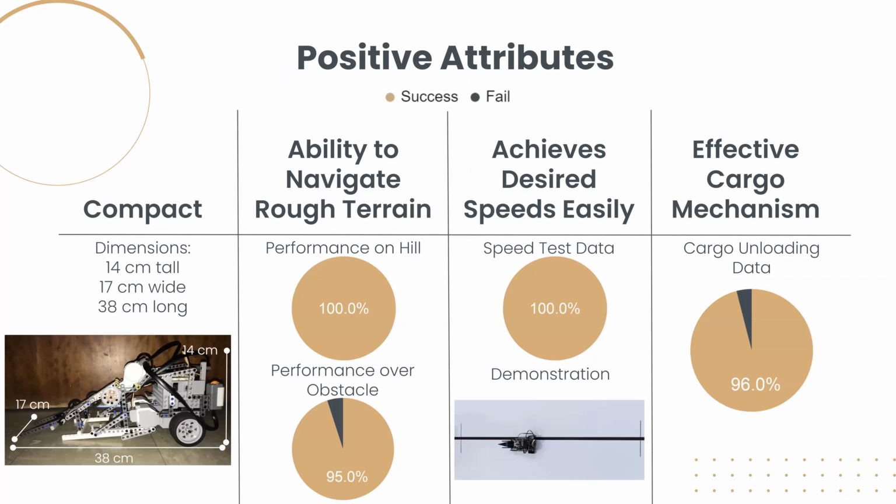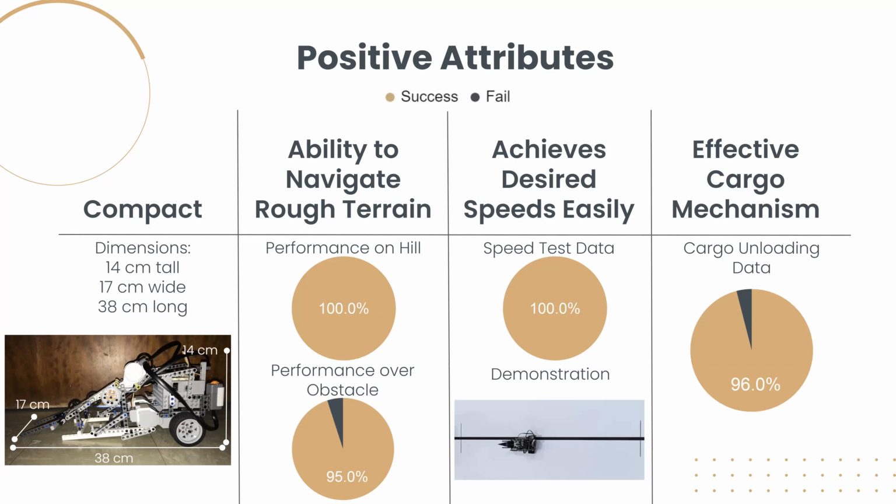Positive attributes. The final prototype has 4 main positive attributes. First of all, macro is very compact. It is only 38 by 17 by 14 centimeters. Having a compact prototype makes it more transportable.